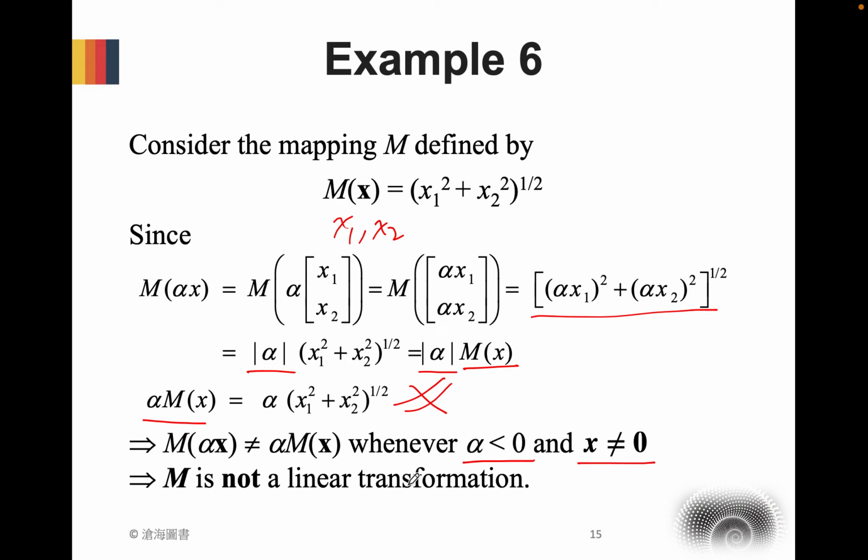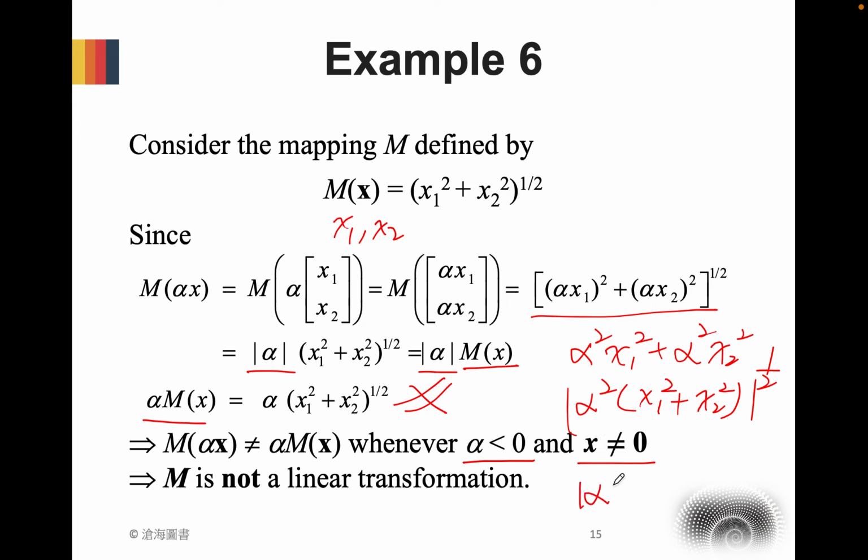Okay? Can you understand this part? Because here, if you expand this part, that would be alpha squared x1 squared plus alpha squared x2 squared. That would be alpha squared times x1 squared plus x2 squared, right? And then you take the square root, right? And alpha squared, if you take the square root, that would be the absolute value of alpha. And then the square root of x1 squared plus x2 squared.